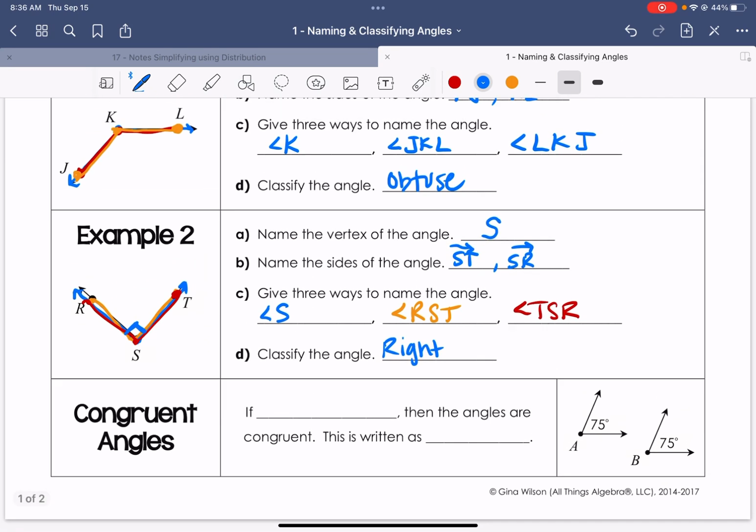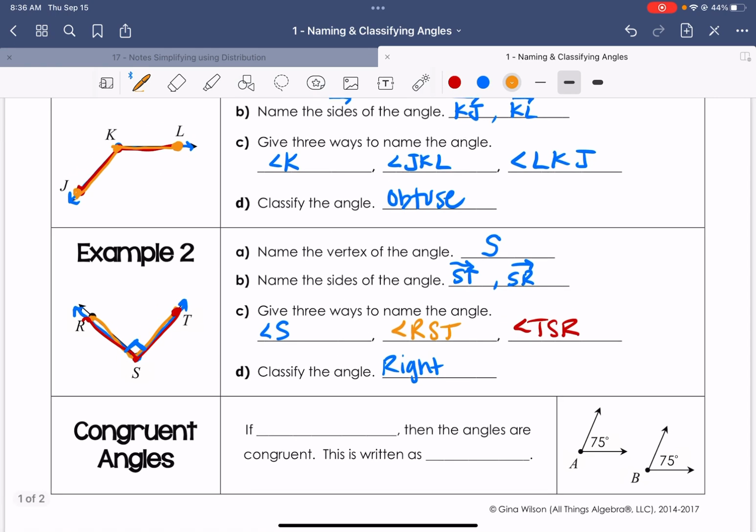All right, last thing on this page, congruent angles. We talked about congruent a little bit in Unit 1. We said congruent means same size, same shape. Okay, so angles can be congruent if they're the same size and the same shape. So look at this picture right here. We have angle A and angle B. How big are those angles? Yeah, they're both 75 degrees. So those are congruent because they're both 75 degrees.